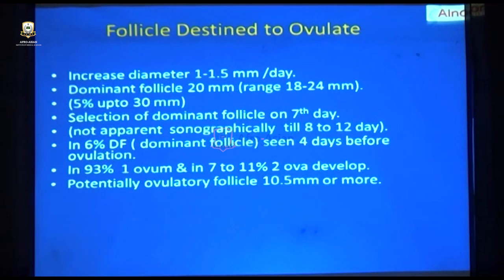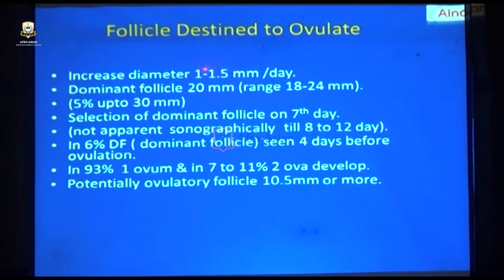Now the follicle is destined to ovulate. Please note down, the rate of growth of follicle is 1 to 1.5 millimeter in a normal non-stimulated ovary. In stimulated ovaries, it will be 1 millimeter. So if you note it down on the 7th day of the cycle, that is about 11 millimeter, you should know which day is the next to follow up.